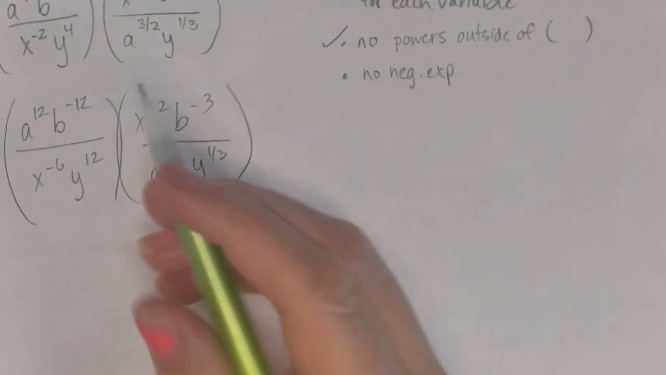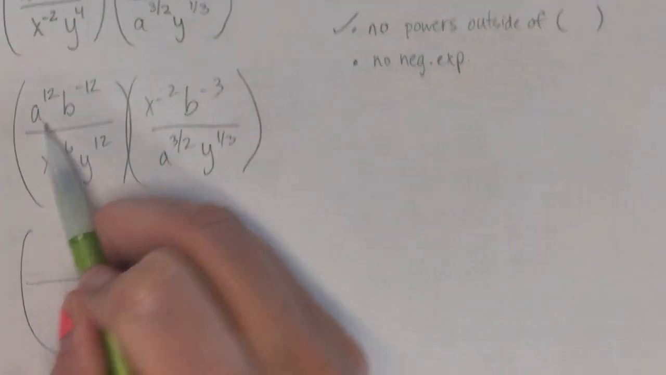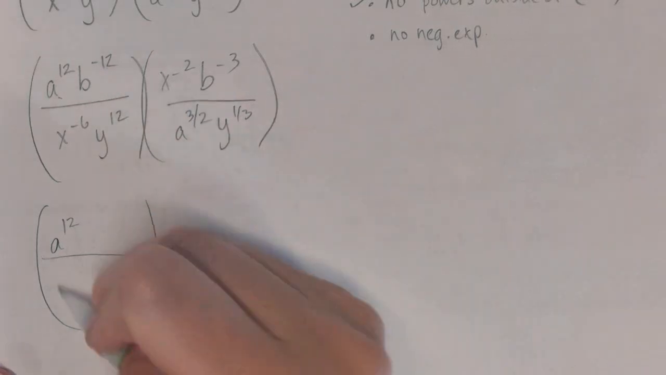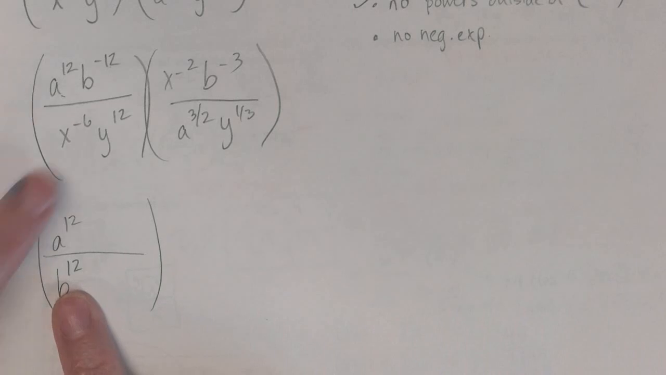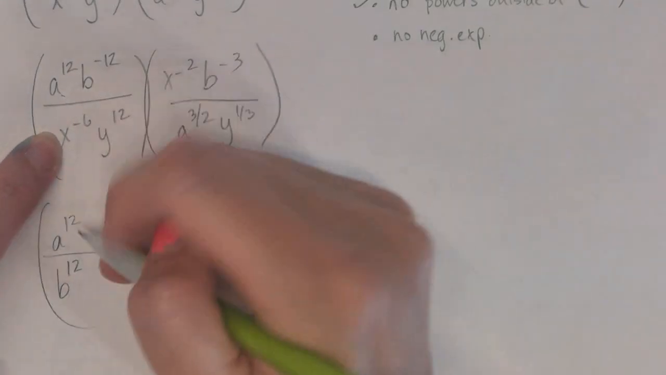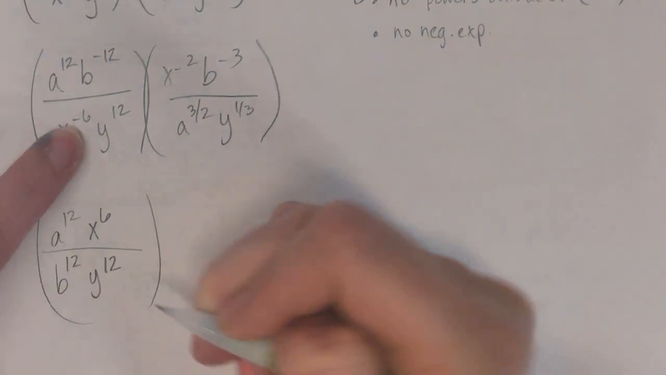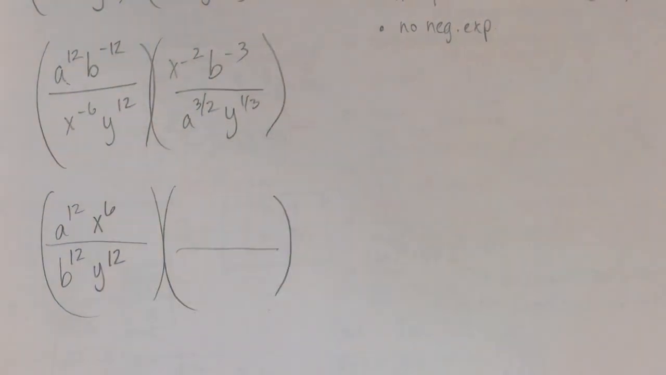So I always say if it's negative, it goes. If it's positive, it stays. So this one's positive. A12 is going to stay. B to the negative 12, negative, so it's got to go. Move it to the bottom, make it positive. X to the negative 6, it's negative, so it's got to go. Move it up, make it positive. Y to the 12 is good. Questions for me on that?